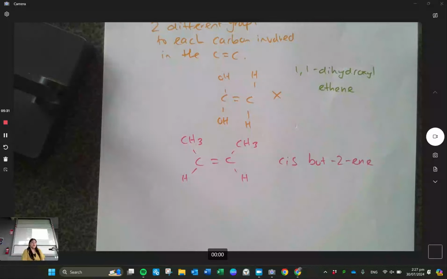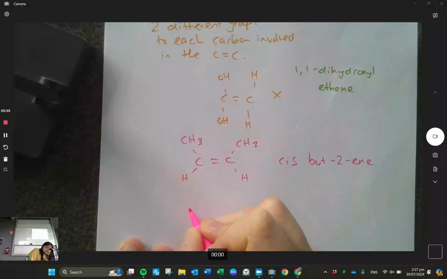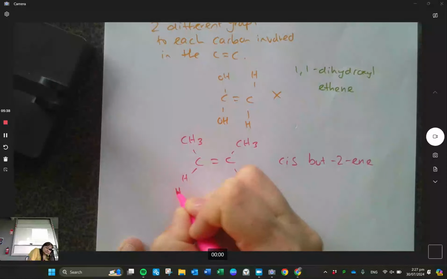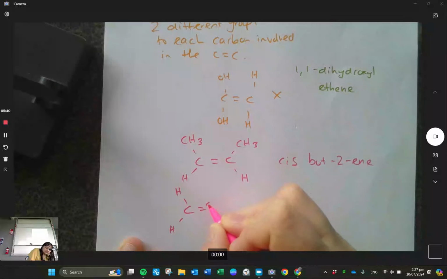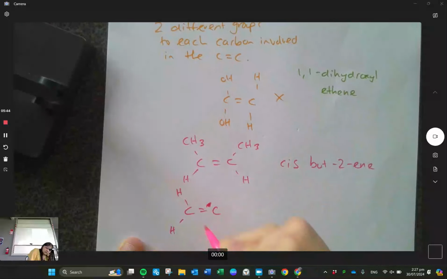Okay? If I had the double bond between carbon 1 and 2, what am I doing? 1, 2.